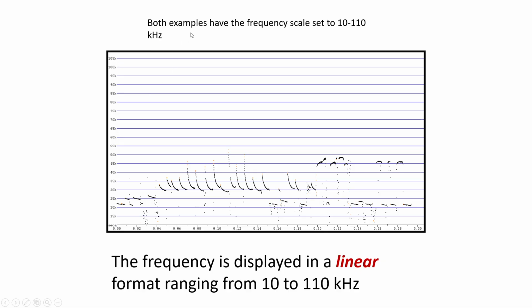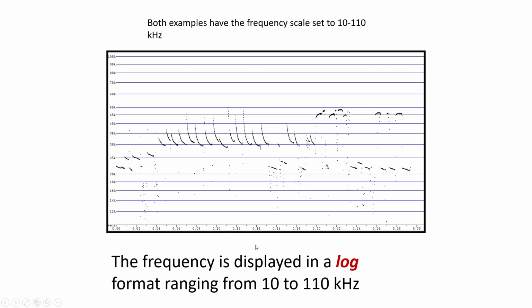Here are 2 examples of the same call, and they're both set to 10 to 110 kilohertz. This is linear, where the spacing is just linear in 5 kilohertz increments. You'll notice everything is pretty much compressed. We have 3 species in this example, compressed to the lower part of your screen. So a linear scale on your frequencies will distort the call shapes in lower frequencies versus higher frequencies.